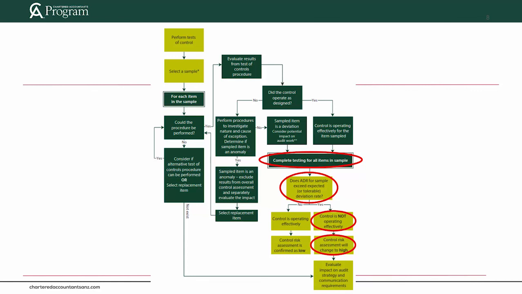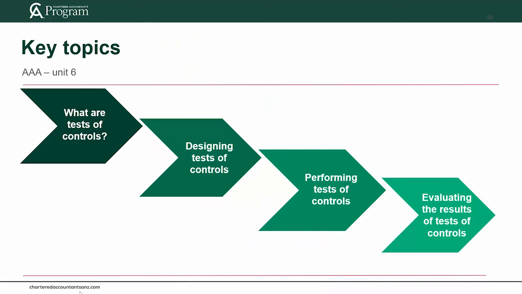Finally, remember that when the auditor has identified deficiencies in either the design, implementation, or operating effectiveness of controls, they're required to evaluate the impact on the audit strategy and communicate these deficiencies in a timely manner to management and those charged with governance. Normally, you would include a description of the deficiency, impact of the deficiency, and a recommendation. And that sums up our overview video of Unit 6.